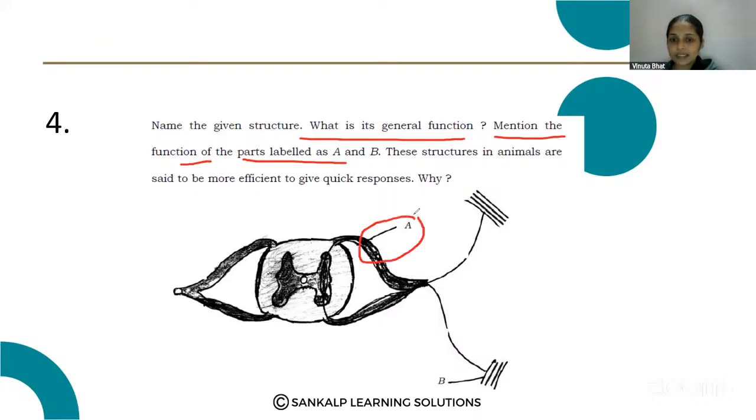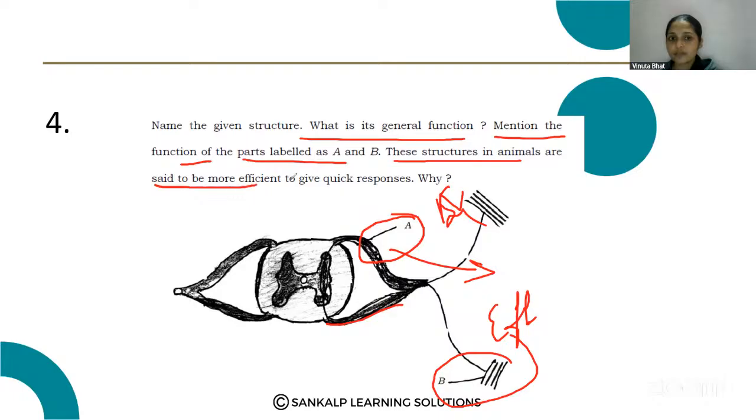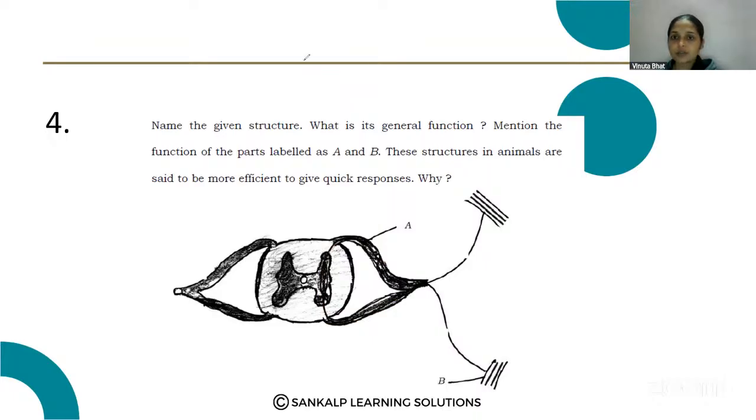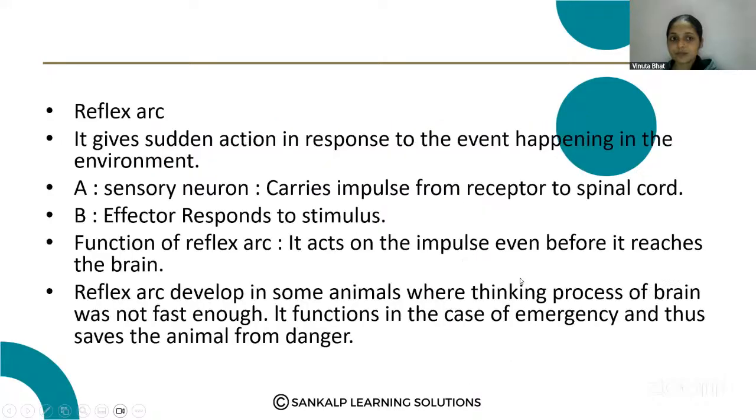What is labeled A and labeled B? Label A is the sensory neuron, and label B is the effector. You should write the function of the effector and the sensory neuron. These structures in animals are said to be more efficient in giving a quick response. Why? Because the spinal cord is involved in this. So this structure is very helpful to give a quick response. This is a very important question, please note it down. So, the answer for this question.